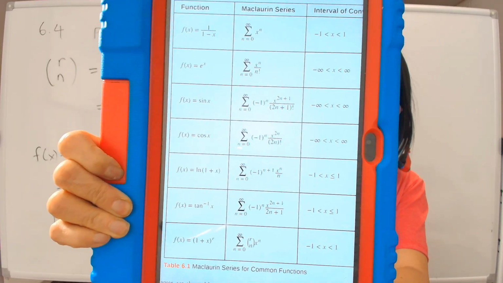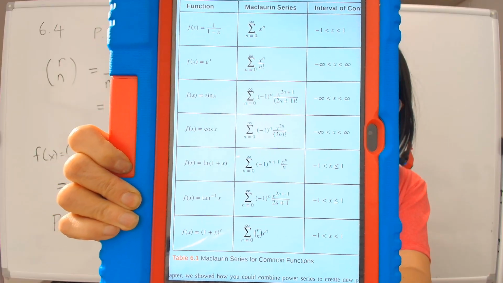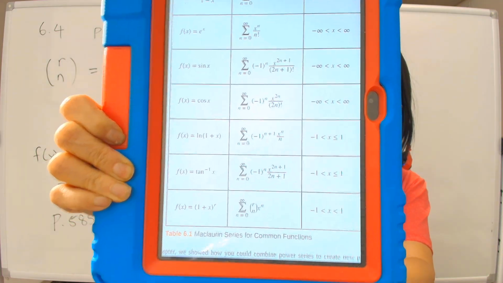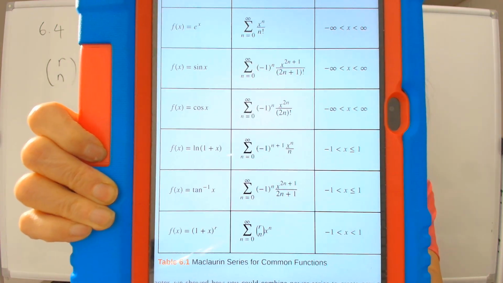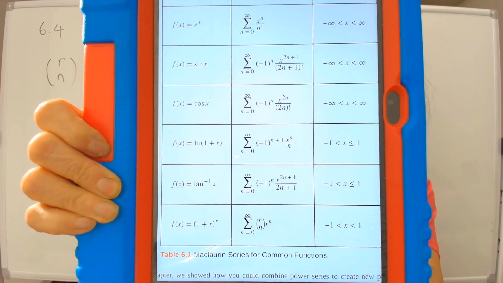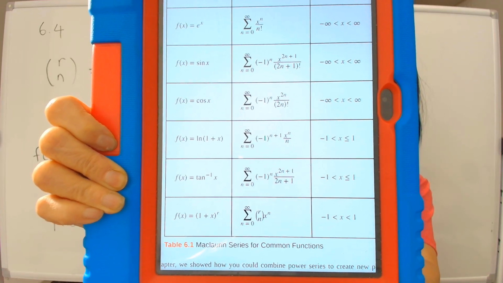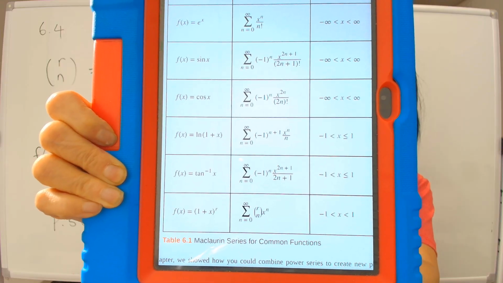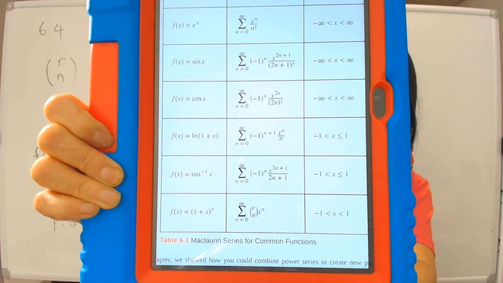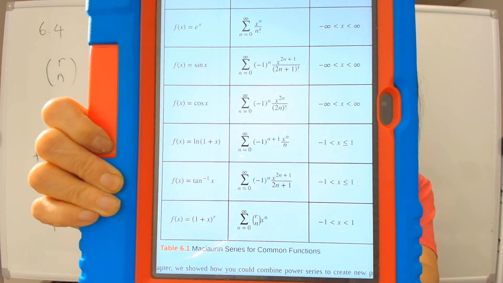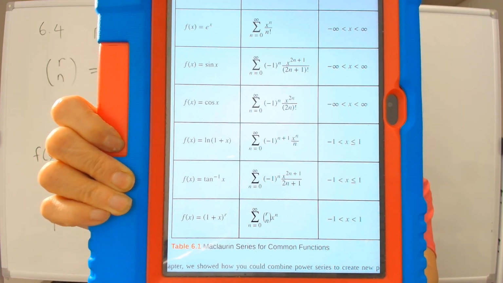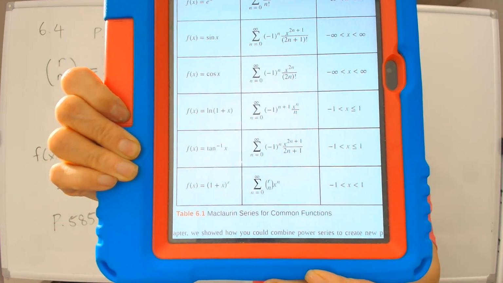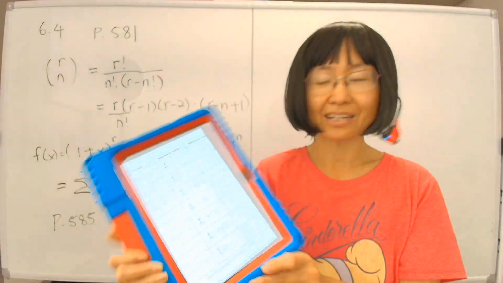Originally we did 1 over 1 minus x, and then we did e to the x, and you can just see this in your book. And sine of x and cosine of x, and then natural log, and then tangent inverse. Tangent inverse was done earlier because the derivative of tangent inverse is 1 over 1 plus x squared, which as a result, we can use the geometric series to do it. That's how we did it before. And then finally, the newest one we did is 1 plus x to the power r.